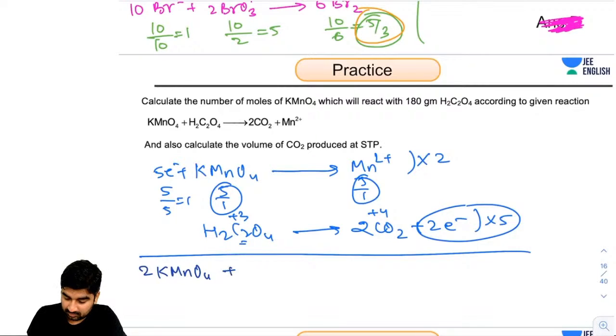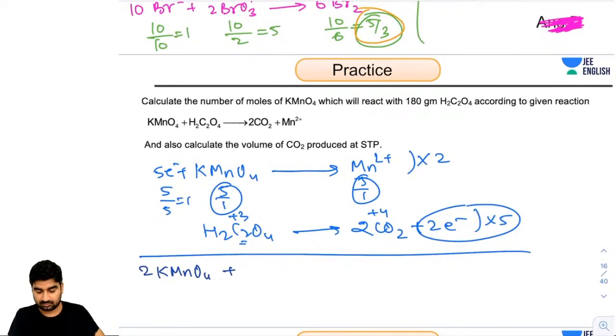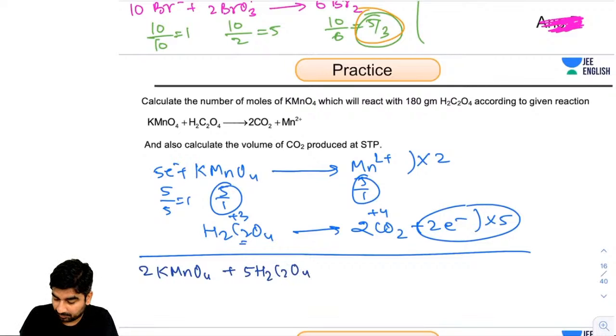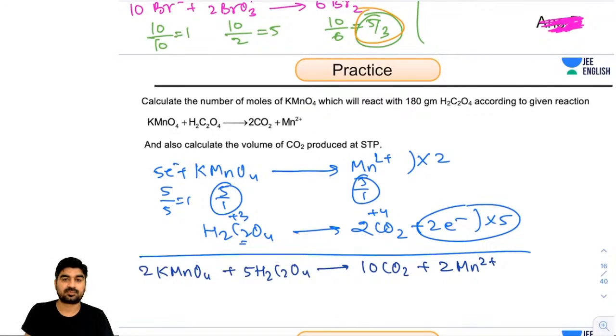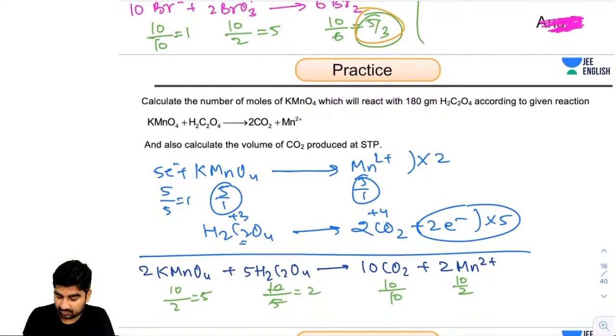Once 10 electrons cancel out, now how will you write? 2 KMnO4 plus 5 H2C2O4. It will give you 10 CO2 and 2 Mn2 plus. Yes guys, tell me. It will give you like this only. So how many electrons are there which are cancelling out? 10 electrons.